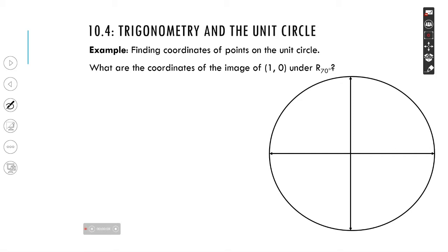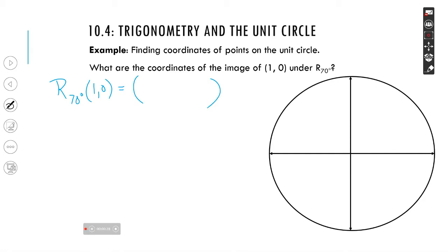We are still reviewing trigonometry in the unit circle, and in this example, they want to find the coordinates of the point 1, 0 under a rotation of 70 degrees. So first off, we'll start with some notation. This means a rotation of 70 degrees of the point 1, 0, and we are looking for the coordinates.